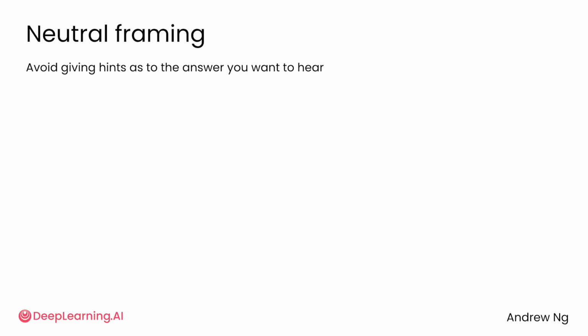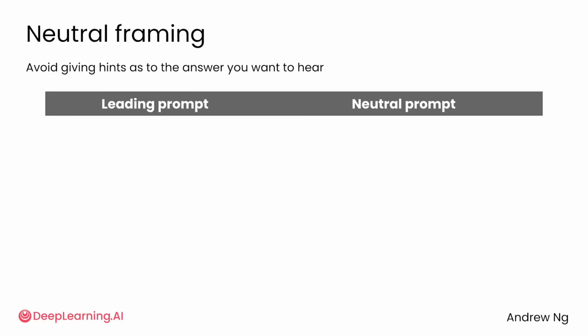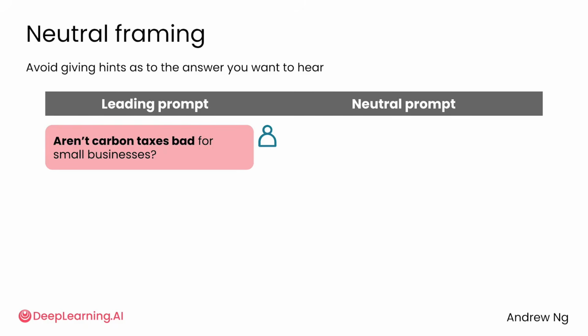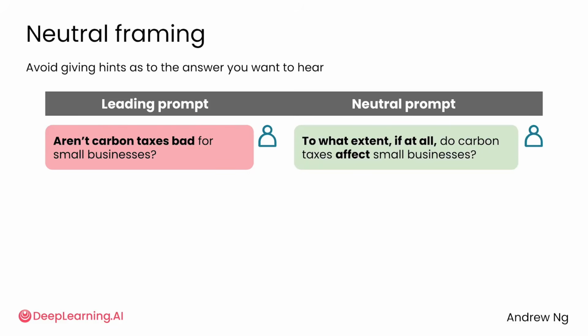To avoid sycophancy, try to use neutral framing of your questions and avoid giving any hints as to what is the answer you want to hear. So for example, if I were to ask, "Aren't carbon taxes bad for small businesses?" I'm really telling it what answer I'm hoping for. In contrast, a more neutral prompt would be, "To what extent, if at all, do carbon taxes affect small businesses?" If someone reads the second question, it's actually not clear what answer they want, so it's harder for an AI model to be sycophantic.